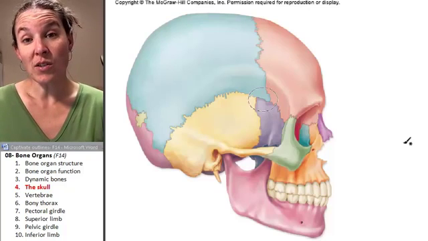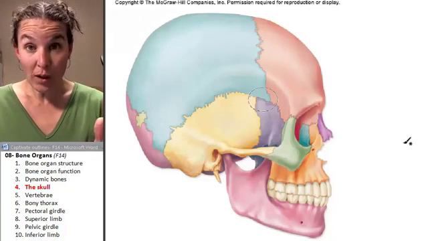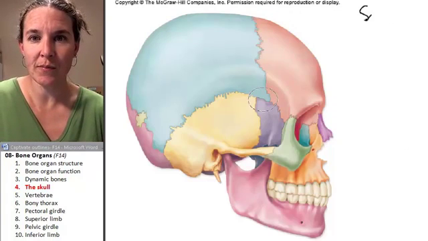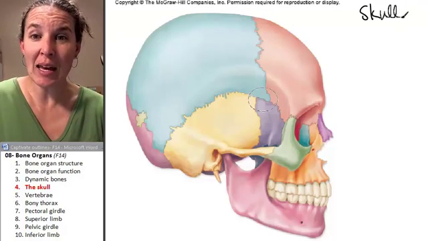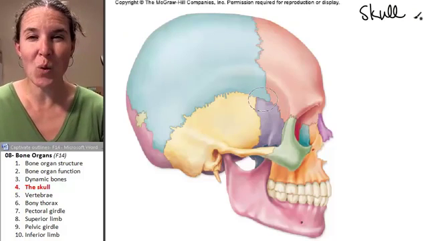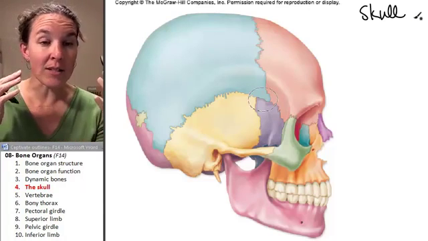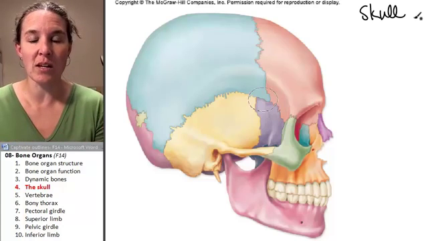So we're going to start out with the skull. Now, the skull is actually, this whole thing is the skull. It's actually made of 22 fused bones. And then there are 7 other bones that are associated with the skull.